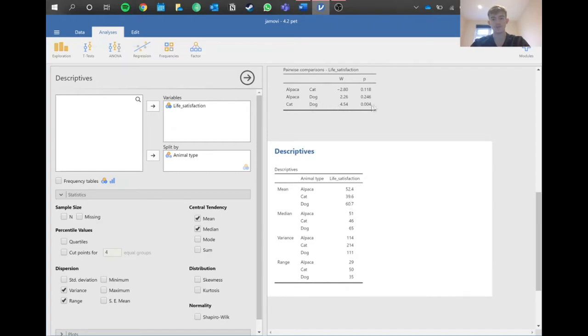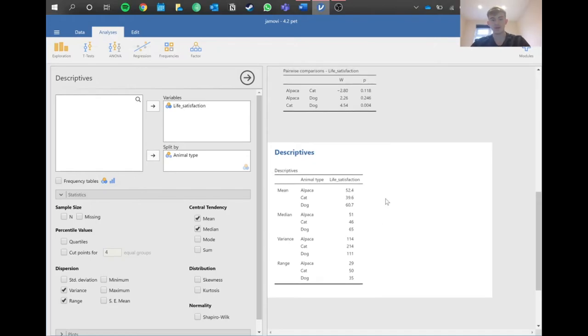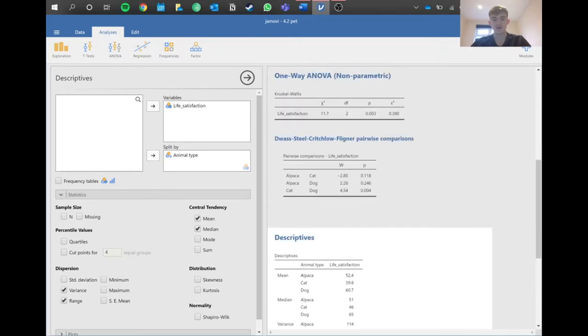So we know what this test now means. Because there was a significant difference between life satisfaction and owning these two pets, we can see that in this case, people have higher life satisfaction if they own a dog. Okay, so let's get into Word and see how we would write this up.